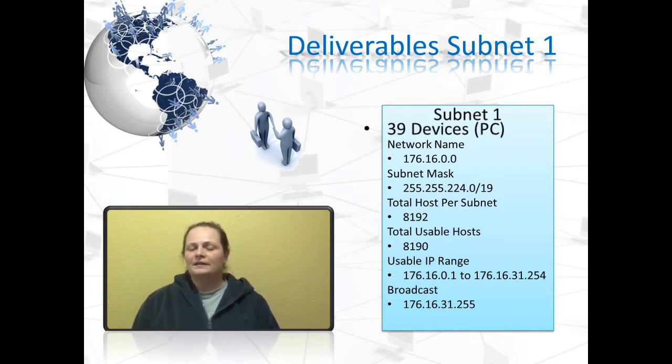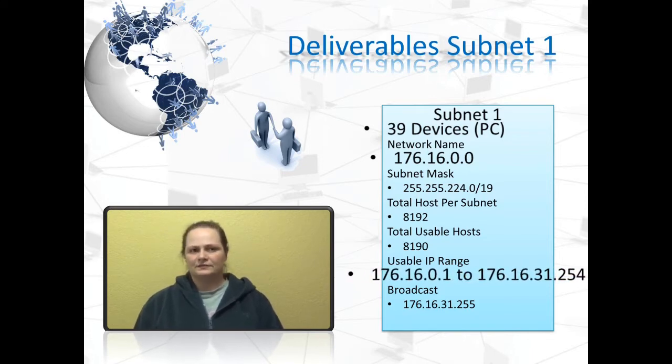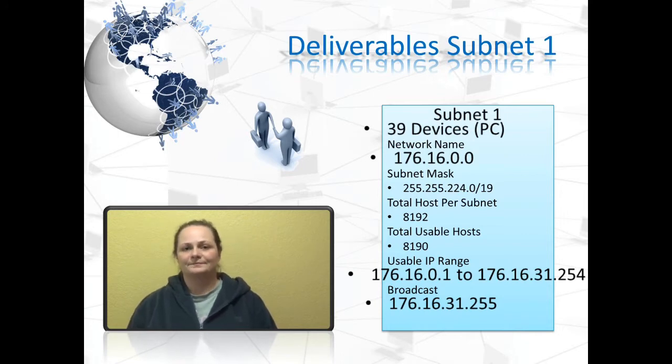Our network name will be 176.16.0.0. Our usable IP range is going to be 176.16.0.1 through 176.16.31.254. Our broadcast will be 176.16.31.255.